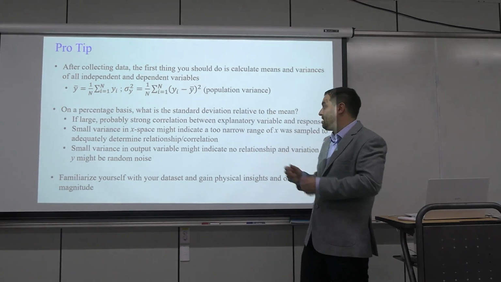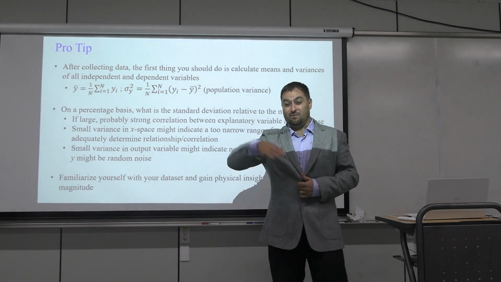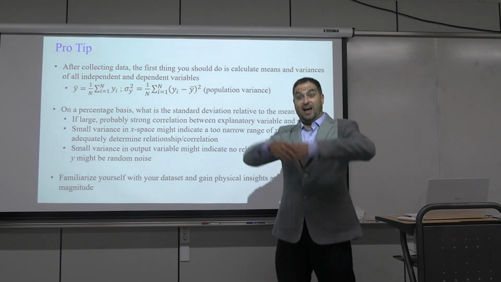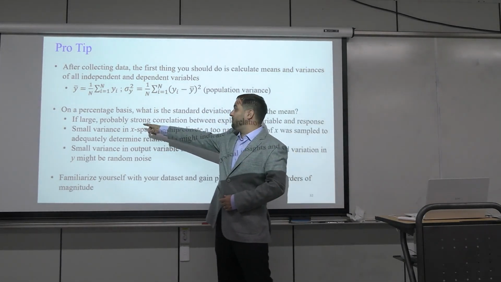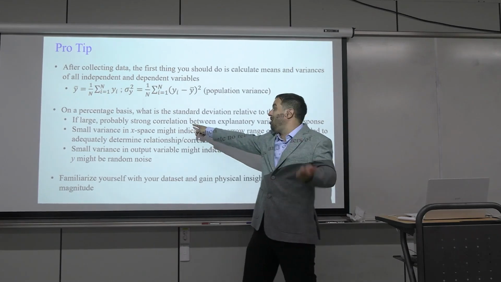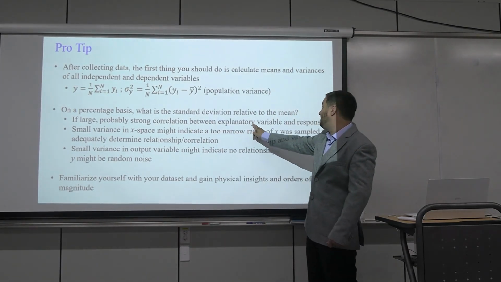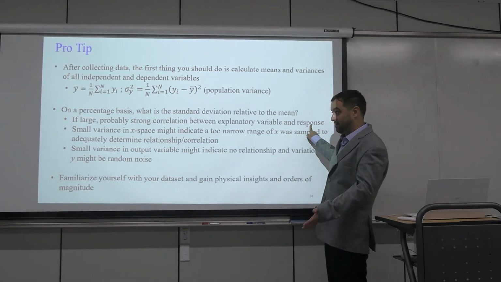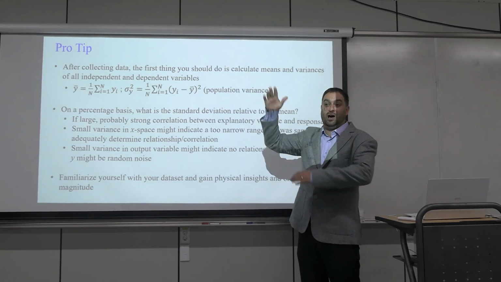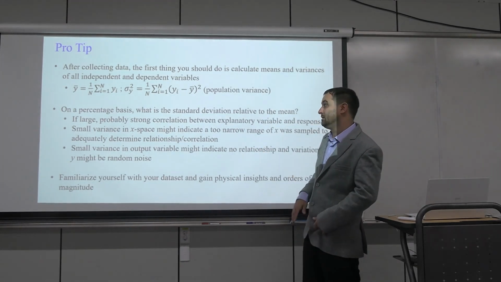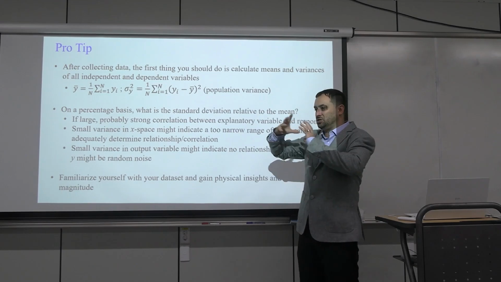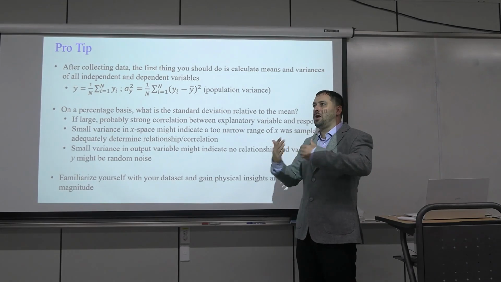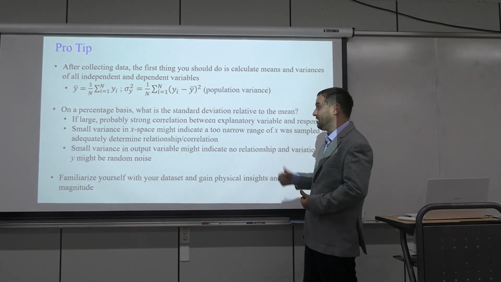And then see what is that on a percentage basis. Is there a 5% variation in your observed output data, or is there a 50% variation, a factor of 2 variation? So if this percentage is large, there's probably a strong correlation between the explanatory variable, the x, and the response, the y variable. Or there could just be a very large random noise. That's another possibility. And so if the standard deviations are large from this population or sample statistics, you know there's probably some sort of underlying relationship that we need to find.